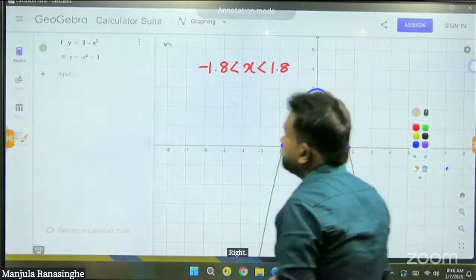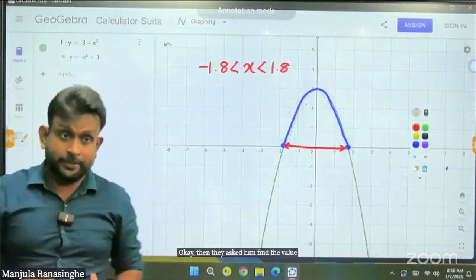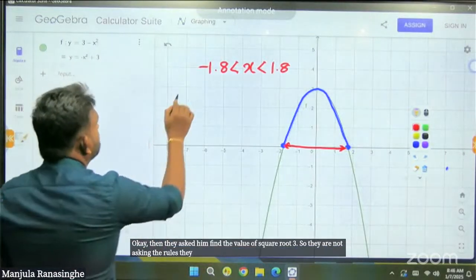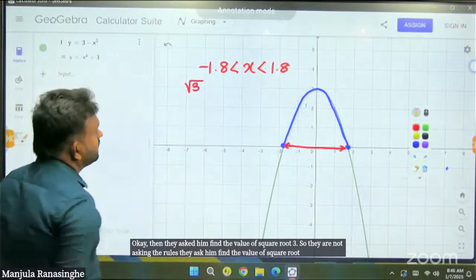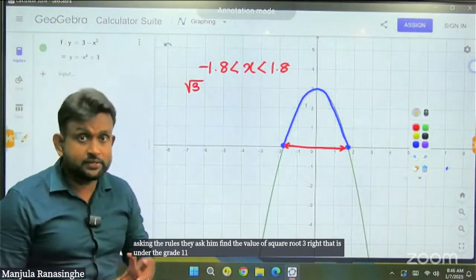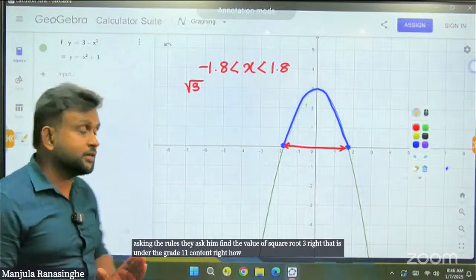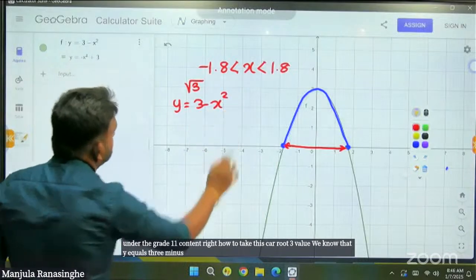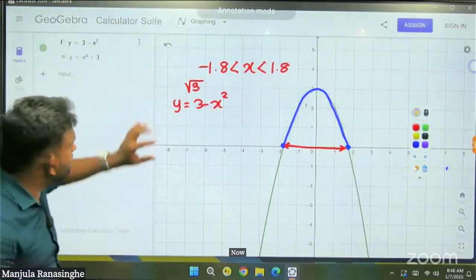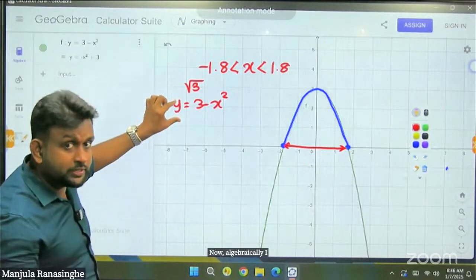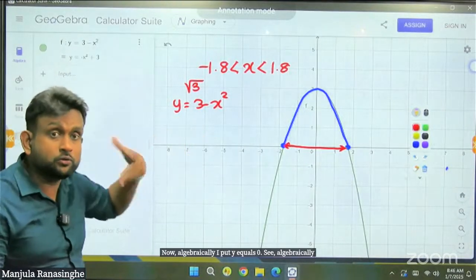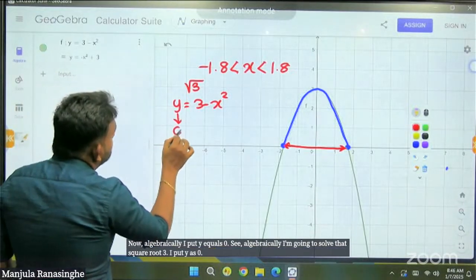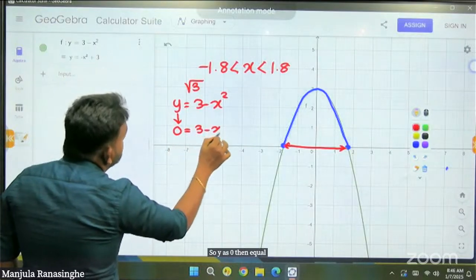Okay, then they ask to find the value of square root 3. So they are not asking for the roots, they ask to find the value of square root 3, right? That is under the grade 11 content. How to take the square root 3 value? We know that y equals 3 minus x squared. Now, algebraically, I put y equals 0. I'm going to solve for square root 3 algebraically. So y as 0, then 0 equals 3 minus x squared.